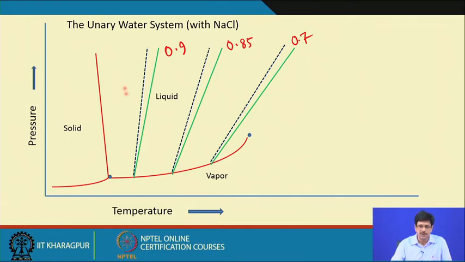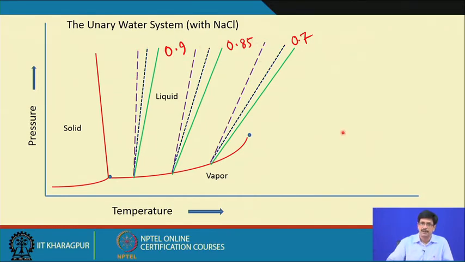So, the isochore will become steeper as we go from pure water, which is represented by this green line, to the dotted line. And if we dissolve more sodium chloride in it, let us say this is 10% sodium chloride, then the density will be still higher, and the slope of these isochores will become steeper. So, this is a general rule.